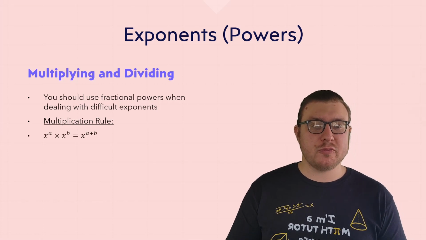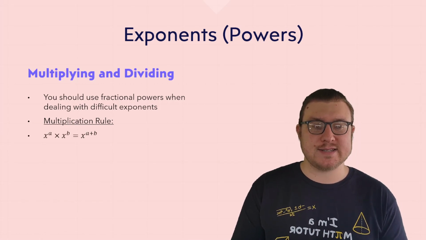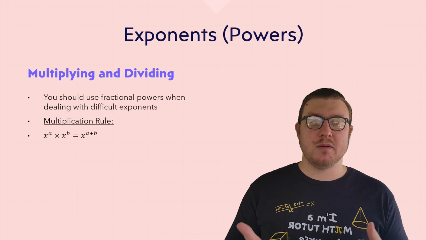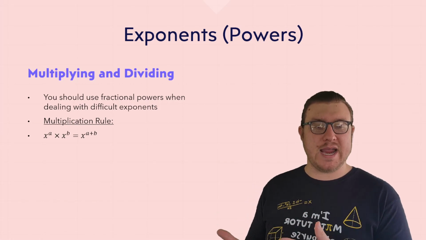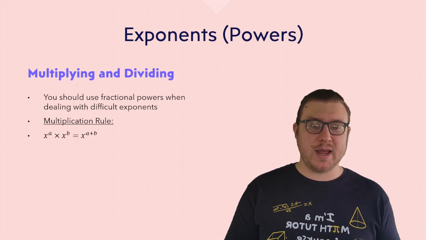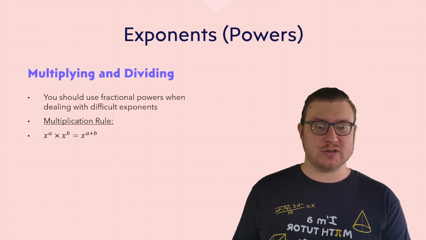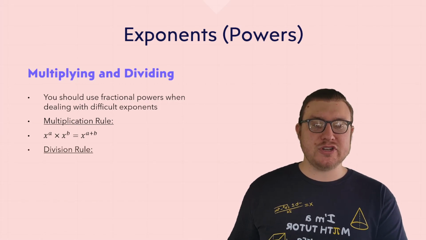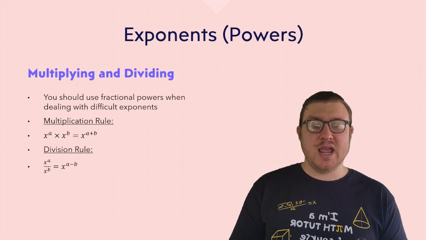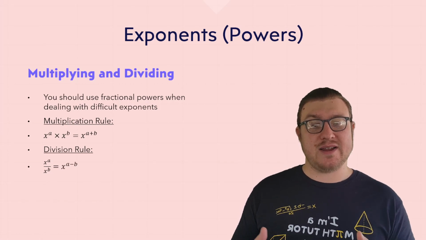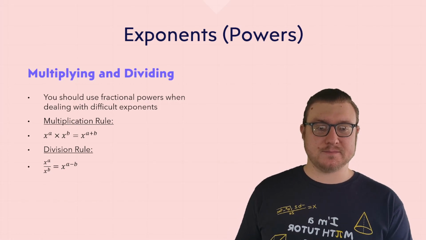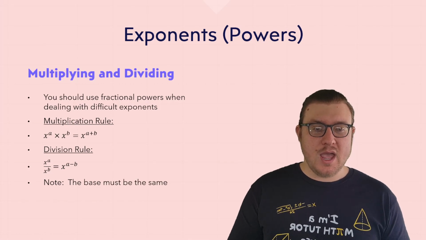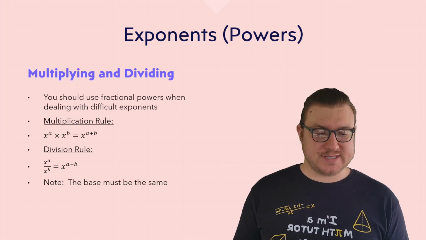So what's the rule for multiplying? As long as the base is the same, x to the power of a multiplied by x to the power of b is x to the power of a plus b. If we're multiplying terms, we're adding the powers. Well, for division, this follows. It's very similar. If we're dividing terms that have the same base but different powers, then we subtract these. Just a note, the base must be the same.